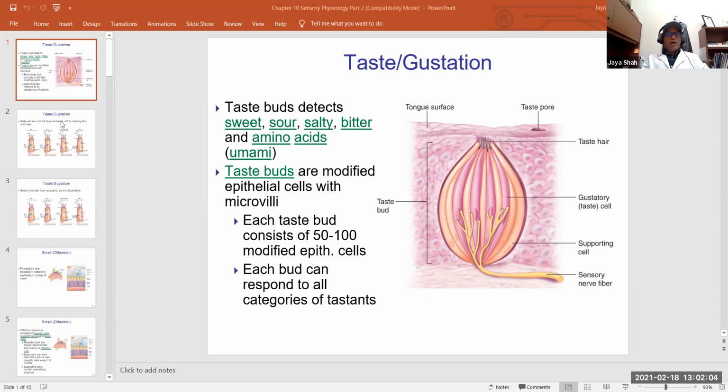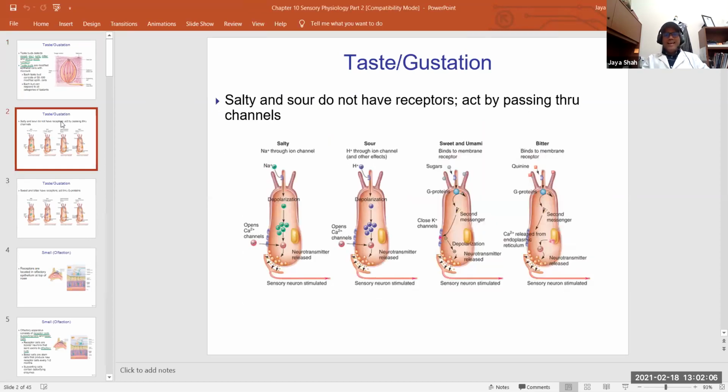Okay. So now, the mechanism of taste. When you taste, what is the mechanism? How do you taste it? So here are the 4 diagrams, and they explain how we taste salty, sour, sweet, umami, and bitter. So let's think about it first. Salt is sodium chloride. So when you put it in your mouth, it becomes sodium and chloride ions.